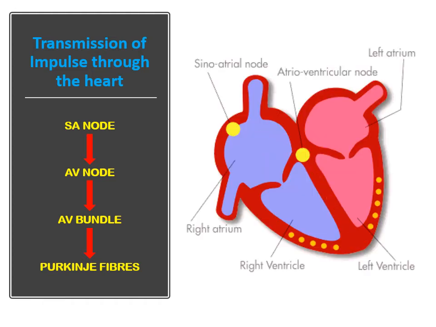Here there is a diagram in which we can see the transmission. The transmission is from the sinoatrial node to the AV node, to the AV bundle, which again divides into two parts, the right and the left bundle branches, and again it goes into the Purkinje fibers and the wall of the heart. So this is how an impulse is transmitted through the heart. I hope all of you understood this.